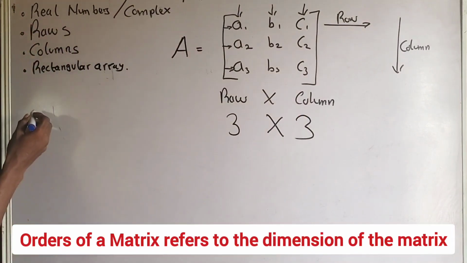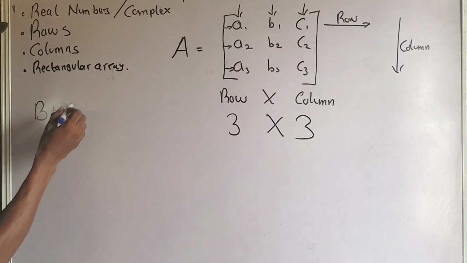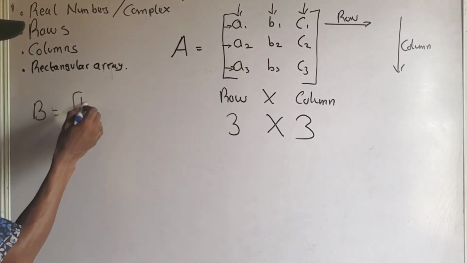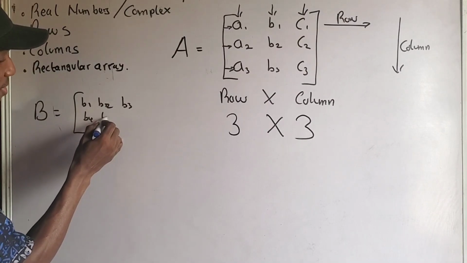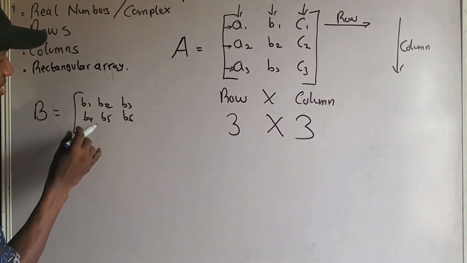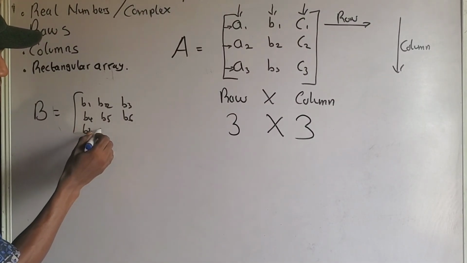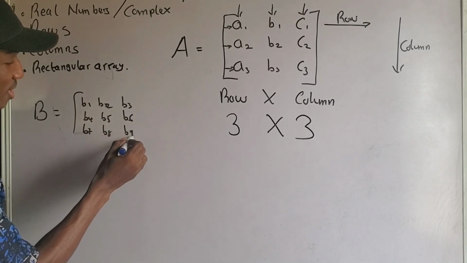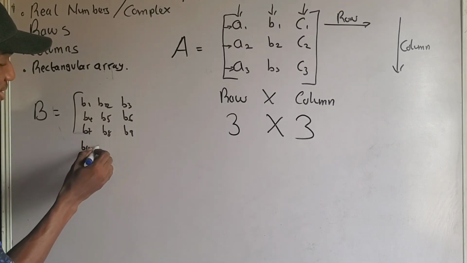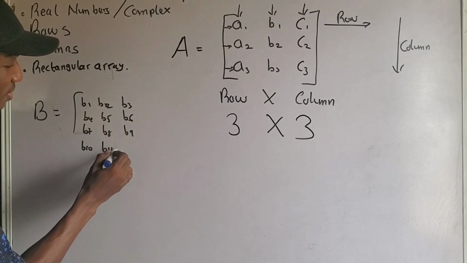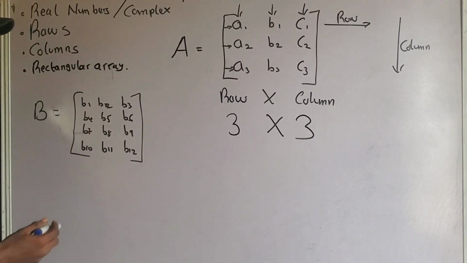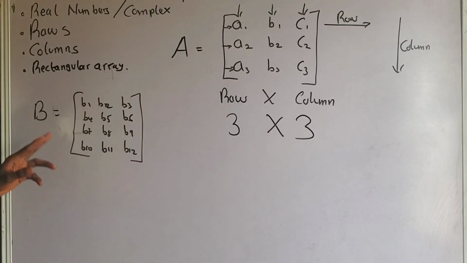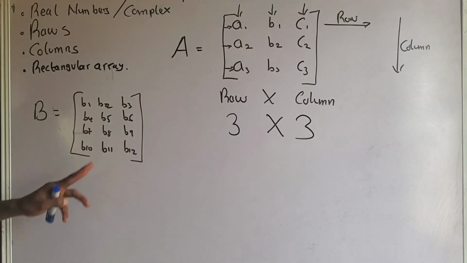Let me give you another example. Let's say we have matrix B equals to B1, B2, B3, B4, B5, B6, B7, B8, B9, B10, B11, B12. Okay, look at the matrix that we have on the board. Matrix B equals to this. How many rows does this matrix have? How many columns does it have?